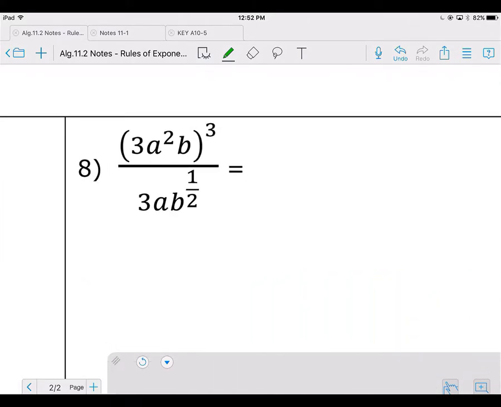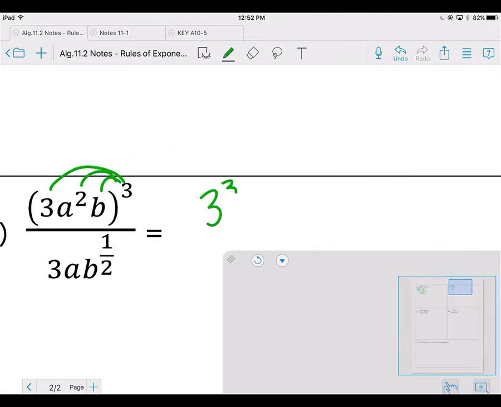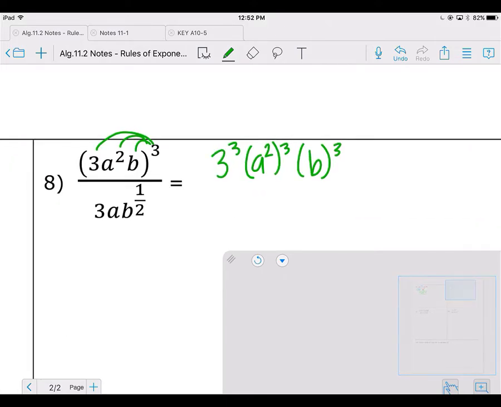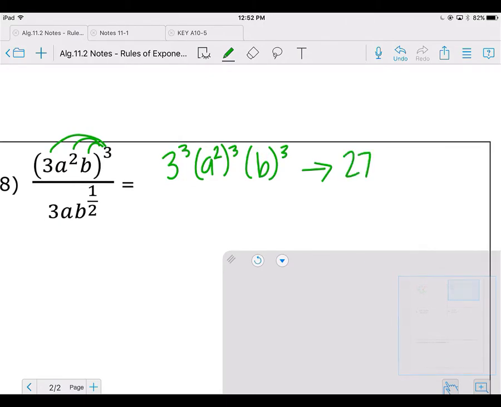Problem 8, I'm going to take this in 2 parts. First thing I'm going to do is get rid of the parentheses on the top and distribute that cubed to every piece. So 3 gets cubed, a squared gets cubed, b gets cubed. Okay, so when I simplify that out, 3 cubed is 27. These are right on top of each other, so I multiply. 2 times 3 is 6, and then b cubed.